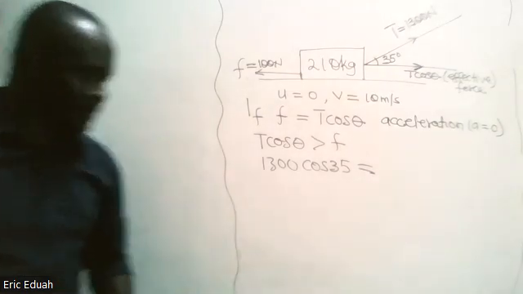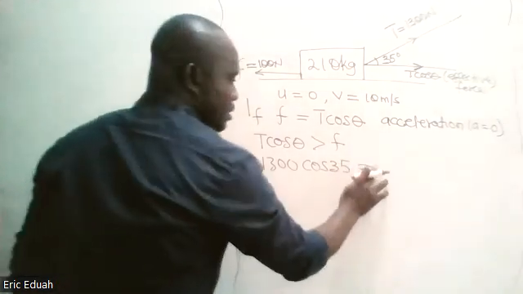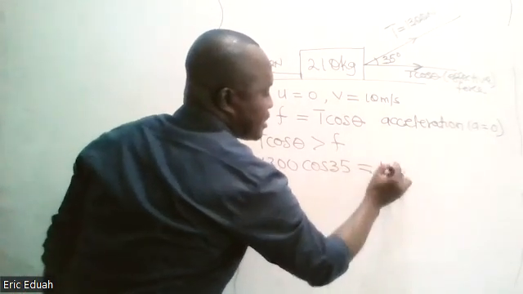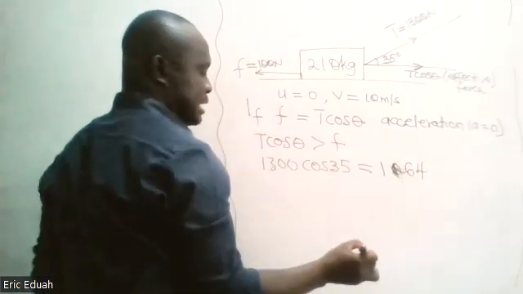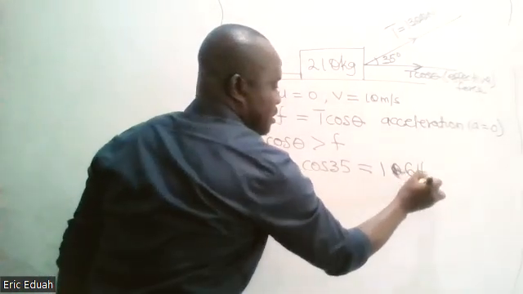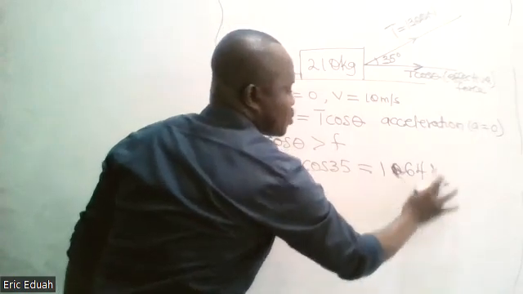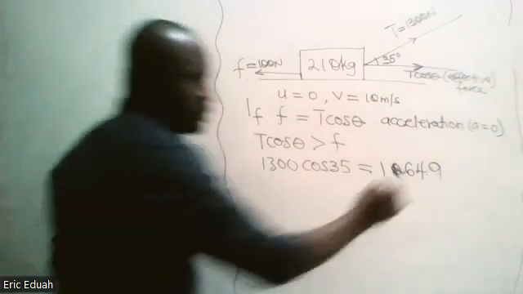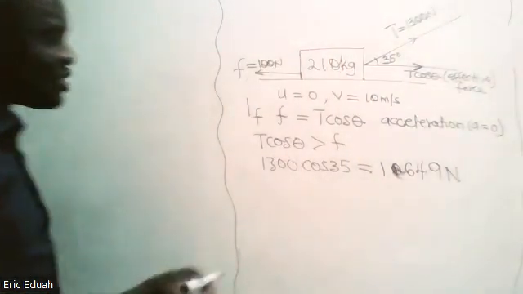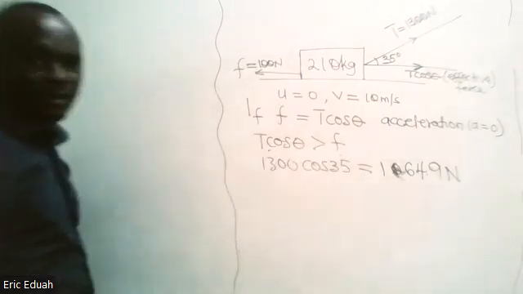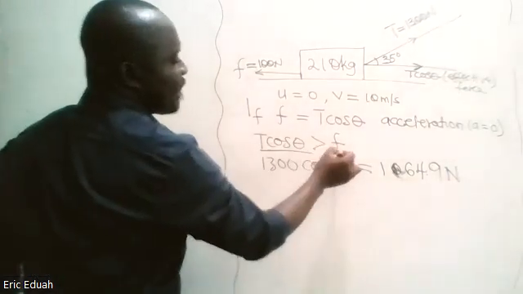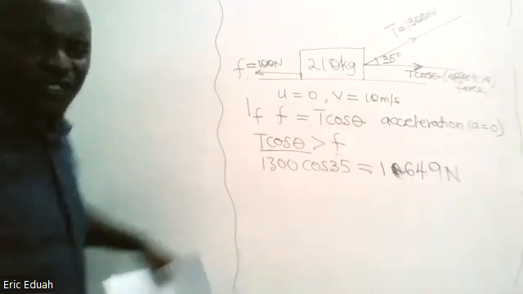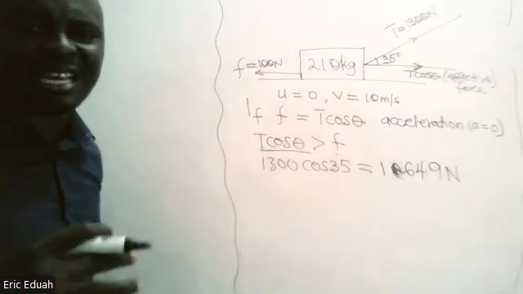So what did you get? 1,064. 1,064. Exactly. 0.897. Okay, so 1,064.9 Newton. Okay, now let's compare T cos theta and F. We realize that T cos theta is far greater than F. Okay, and once there is difference, then it means there is a net force.